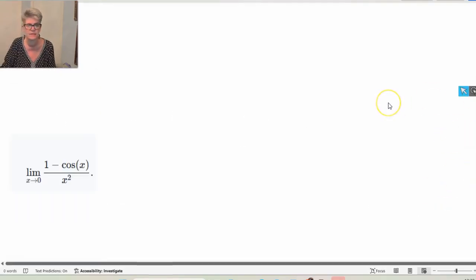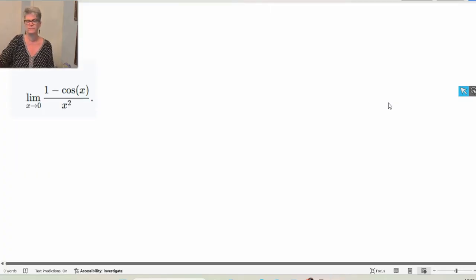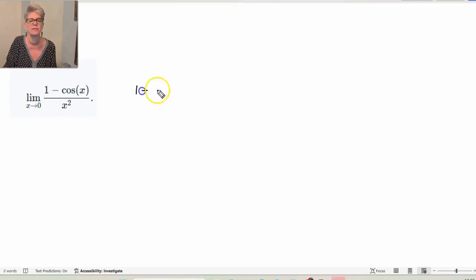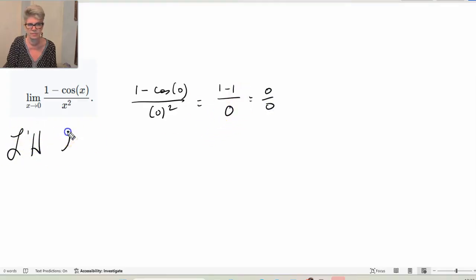And finally, let's come down here. All right, how am I going to get that one? Okay, if I plug in x equals 0, cosine of 0 is 1, and 0 squared is 0. So this is an indeterminate form, so I can use L'Hopital's. The derivative of the numerator: the derivative of 1 is 0, and the derivative of cosine of x is minus sine x. And then the derivative of the denominator is going to be 2x.